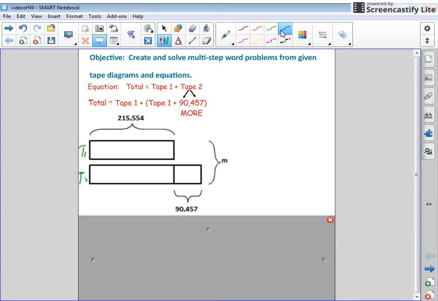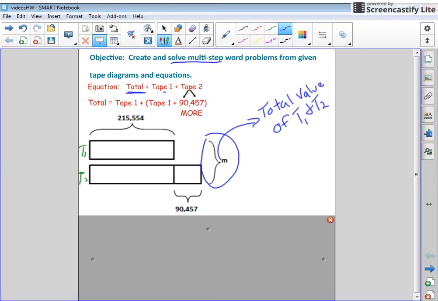If I look at the variable M here, it tells me that I'm looking for eventually the total of both tapes. So the variable M represents the total value of tape 1 and tape 2. And if you go look at the equation here, the equation tells us that to find the total, we're going to have to add both tape 1 and tape 2. However, there's more to our equation because it is a multi-step problem. So before we can go ahead and fill in our equation with values, we have to find another part.